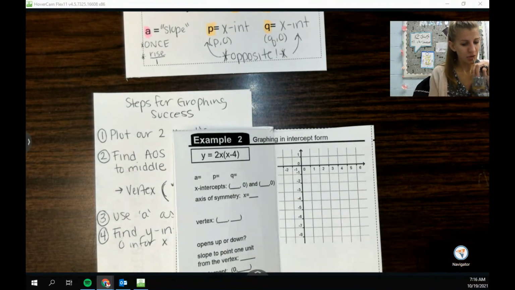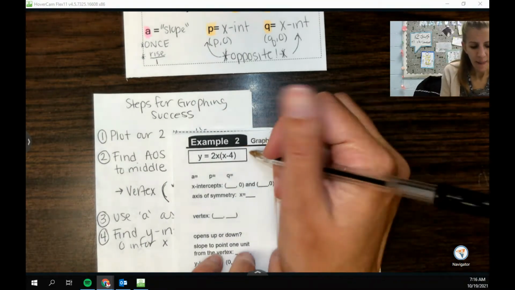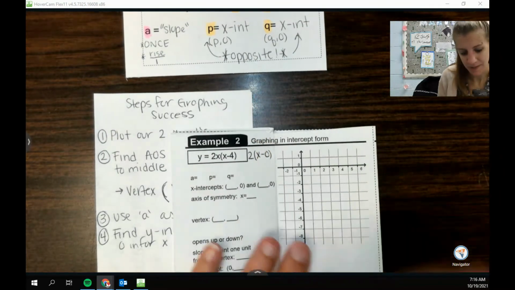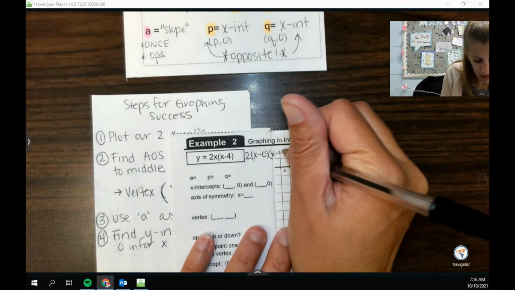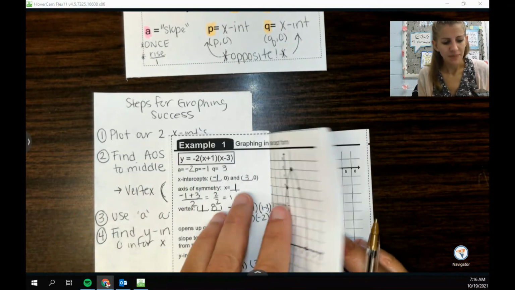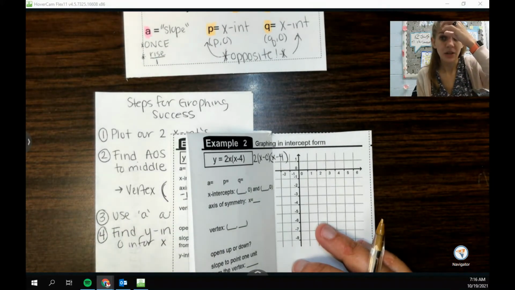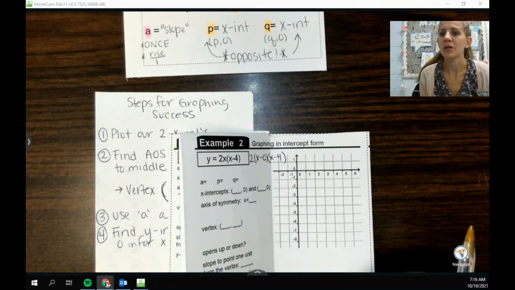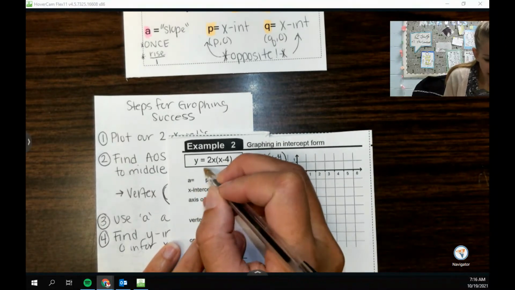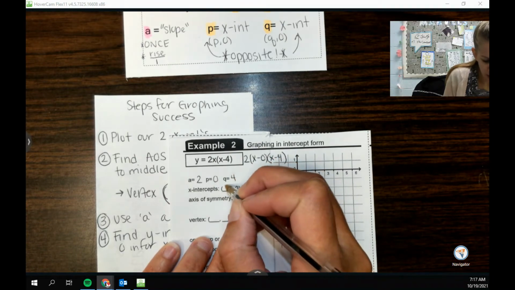Now example 2 here is low-key in factored or intercept form. It seems like I don't have two sets of parentheses, but really that middle one is x minus 0, and I don't need a 0, so I just smushed it up. That's why I mentioned two x's, not necessarily two parentheses, is the way to go to notice if you're in factored form versus vertex form or standard form. Keeping that in mind, my a value is 2. The first x-intercept is 0, and the second one is 4.